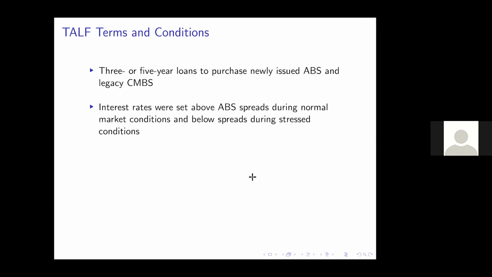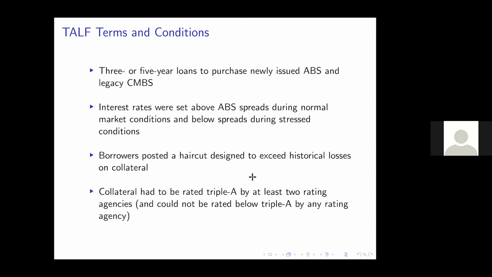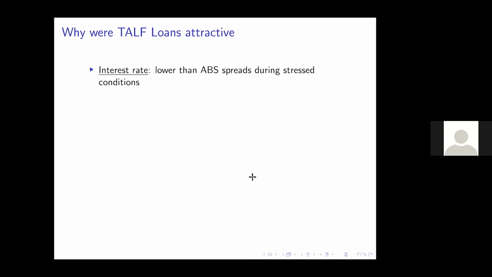So TALF gives you a term loan to buy securities. It gives you an interest rate that is slightly higher than normal market conditions, but lower than stressed conditions. Borrowers have to impose a haircut, so they have some skin in the game. That protects the government from losses, and it had to be high quality collateral, meaning it had to be AAA rated. So why is anybody coming to TALF? Well, the interest rate is more attractive than the market interest rate in stress times. There was term financing when term financing was otherwise not available.